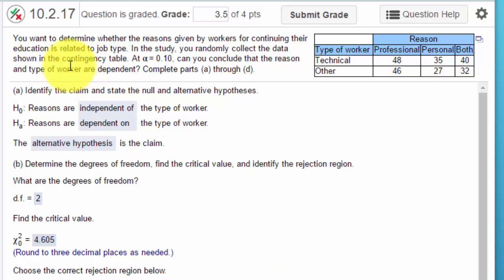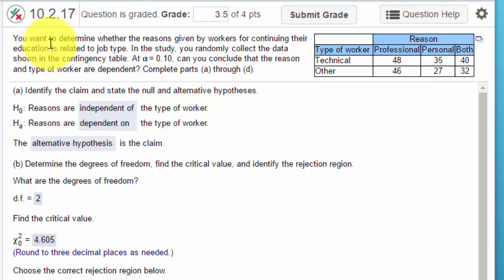In this problem, we're given data about workers, whether they're professional, technical or other type of worker, and we want to know their reasons for continuing their education. Are they personal, professional, or both? And we want to find out, are these things related? And that's how you can tell that this is a chi-square test for independence, because we're looking at two factors and wanting to know, are they related?